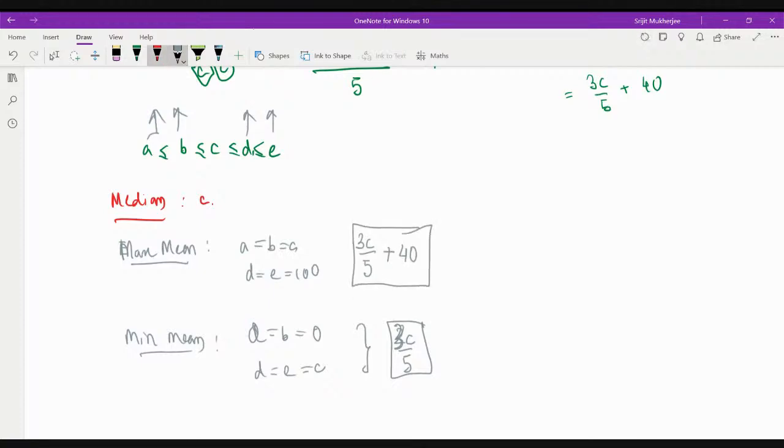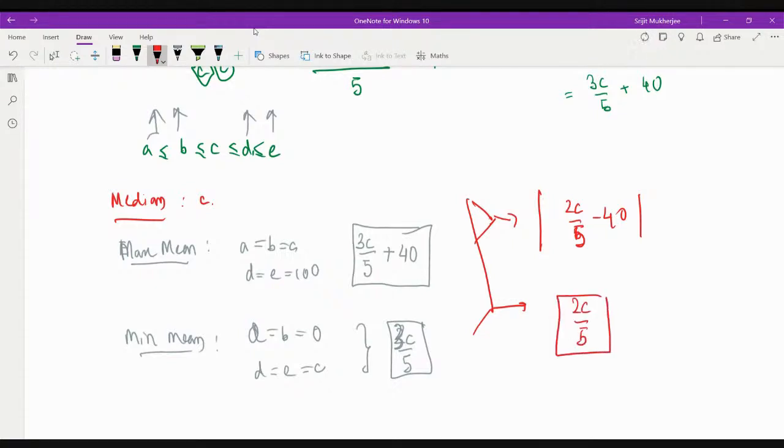Okay, so these are the two means you get, and you see we got the median C. So the positive difference between this and this, we are getting the following. It's modulus of 2C by 5 minus 40, and here it's modulus of 2C by 5. So these are the two numbers we are getting. Okay, so we have to maximize the elements of these two numbers based upon the value of the number.